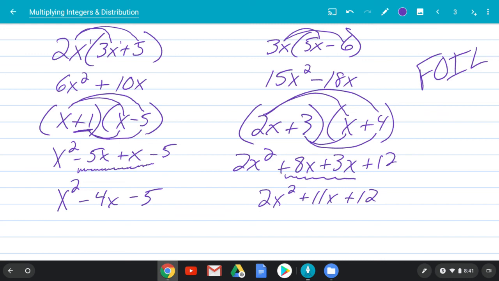What I want you to do is on your section 5.4, if you would, open the section 5.4, and you're going to do even questions only in the first section, which are numbers 2 through 12. Even numbers 2 through 12. How many problems is that? 6. That's your homework. Due Tuesday.